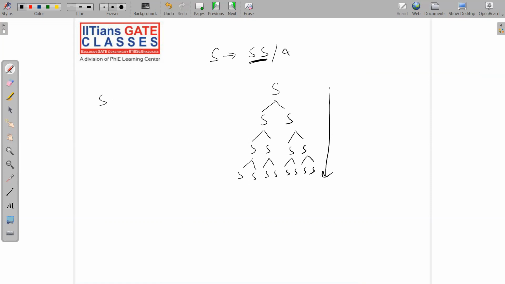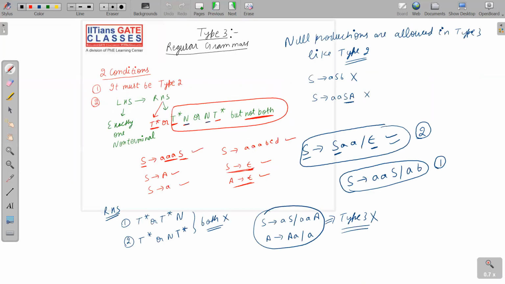But if we have at most one non-terminal, as in S implies aS, then aS, then aS, and so on, we cannot have exponential growth. We will have linear growth only. That's why we are calling them linear grammar. So regular grammar can be either left linear or right linear. This is right linear, this is left linear.